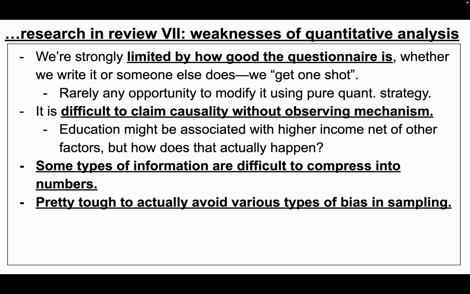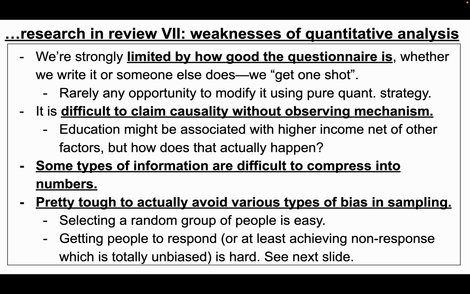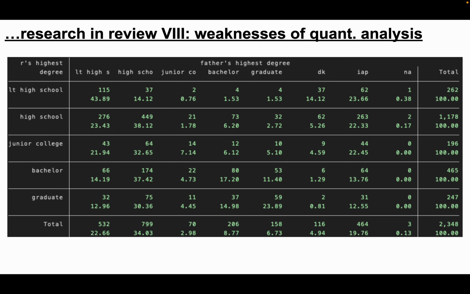Finally, it's pretty tough to avoid various types of bias in sampling. That's actually really hard to do. Selecting a random group of people is relatively easy, but getting them to respond, especially getting them to respond to every single question, is generally pretty hard.